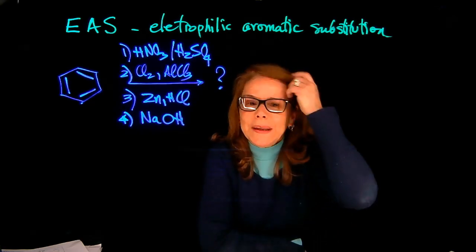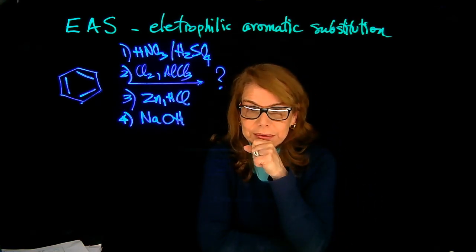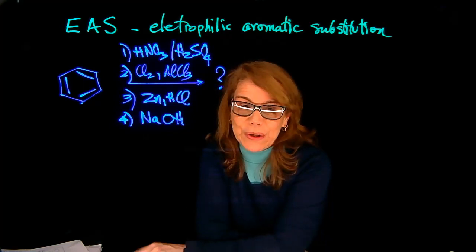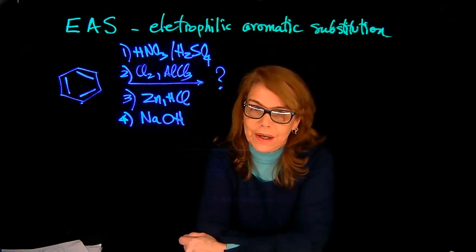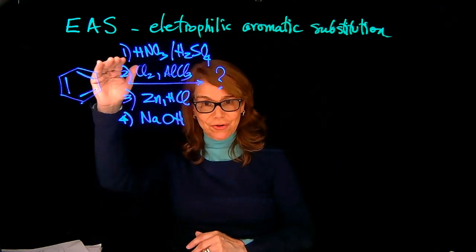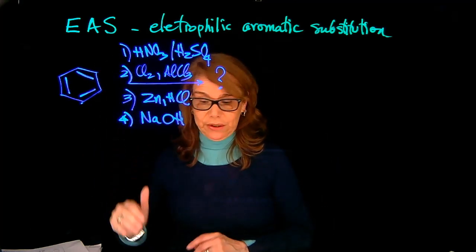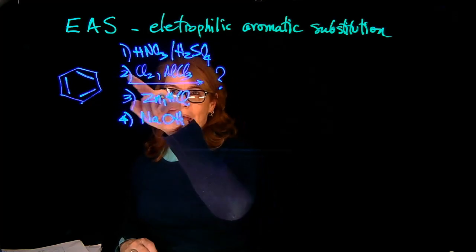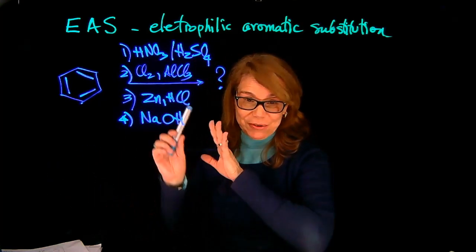Here we have a problem in which we need to predict products, and that's another type of problem. Here we see a sequence of reactions. We're starting from benzene. What we need to do in this case is draw the product of each of the reactions. So we don't have substituents yet, so it's just benzene.